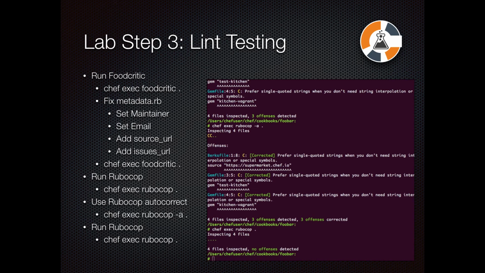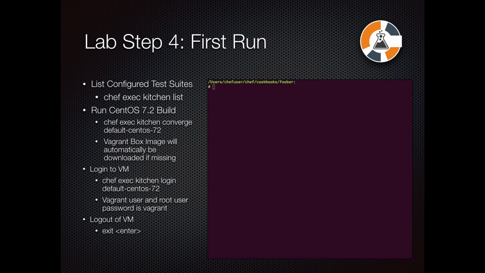Which with chef generate, the files that you get, they pass RuboCop, but then it fails Foodcritic because of how they stub out the tests. But anyways, once you run that autocorrect and then run RuboCop again, it should pass. And with RuboCop, it actually tells you how many it inspected and if it passed or failed, which says no offenses detected, meaning it passed.